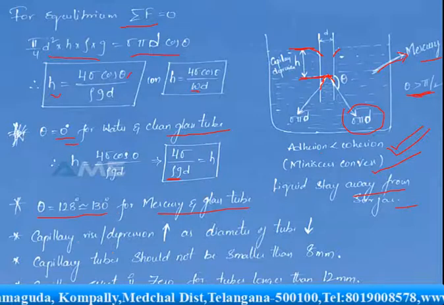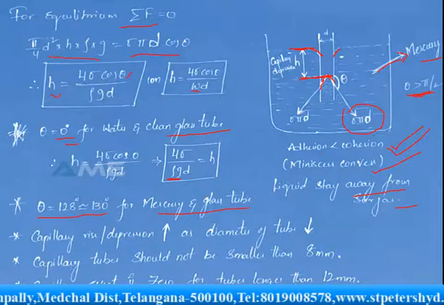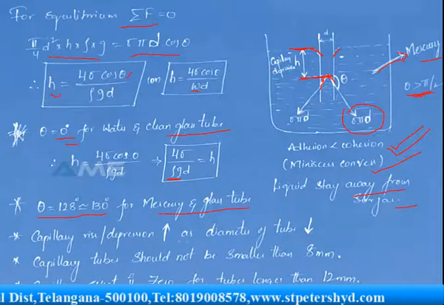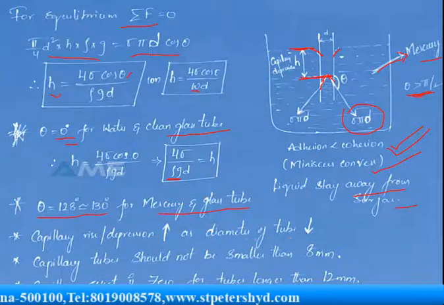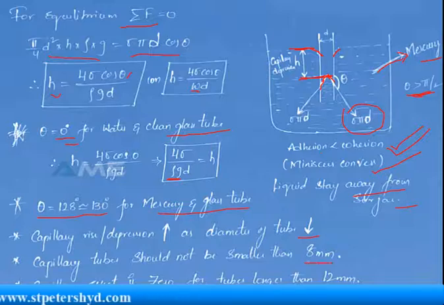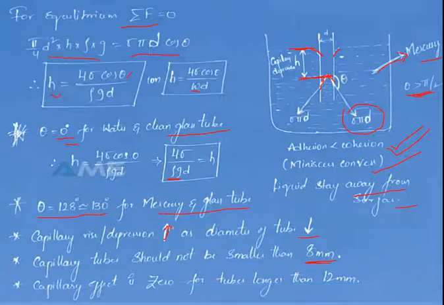The capillary rise and depression increase as the diameter of the tube decreases. So if the diameter of the tube is less than 8 mm, there will be a rise or depression of capillarity. That means the capillarity will increase. The next one is, capillary effect will be zero if the tubes are larger than 12 mm. If the tubes are less than 8 mm, then the capillarity will increase.